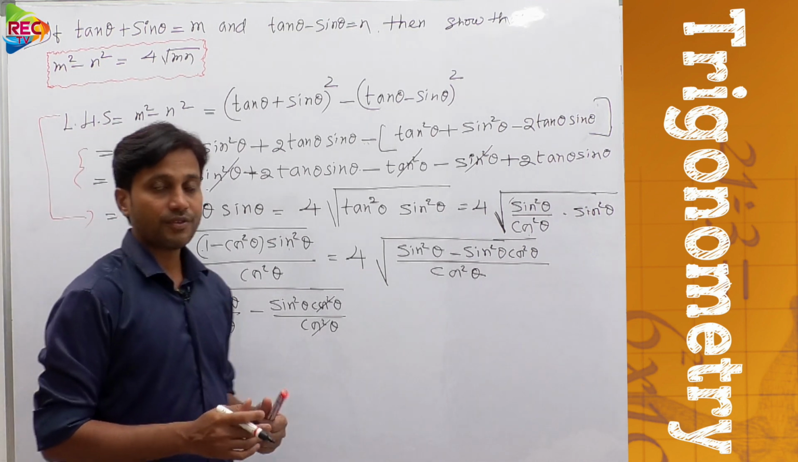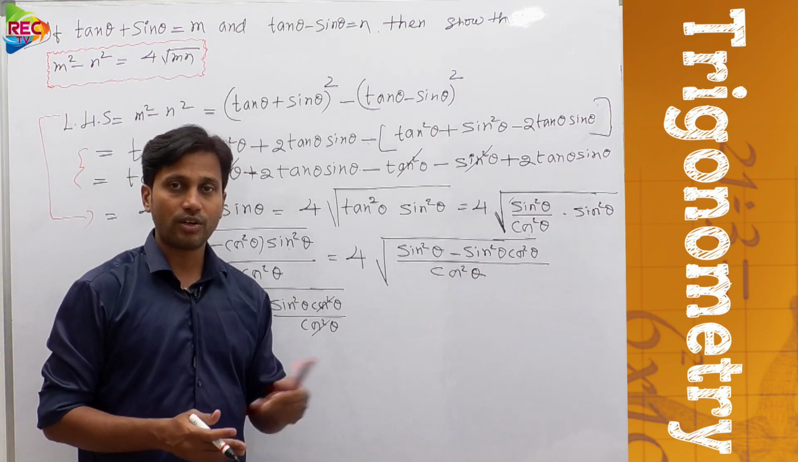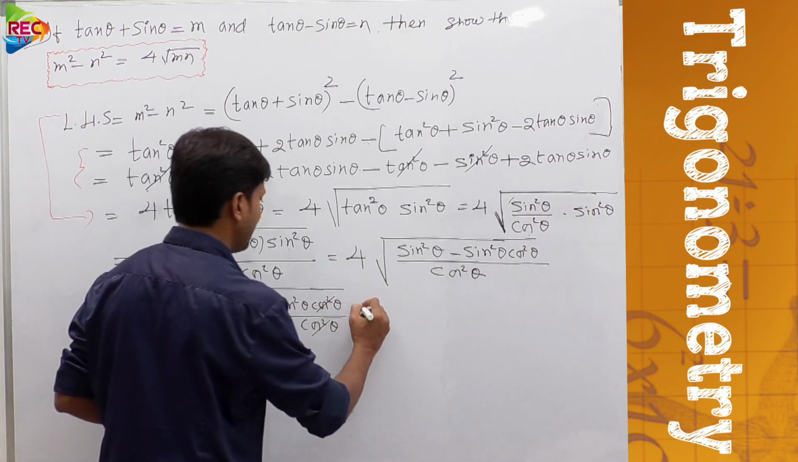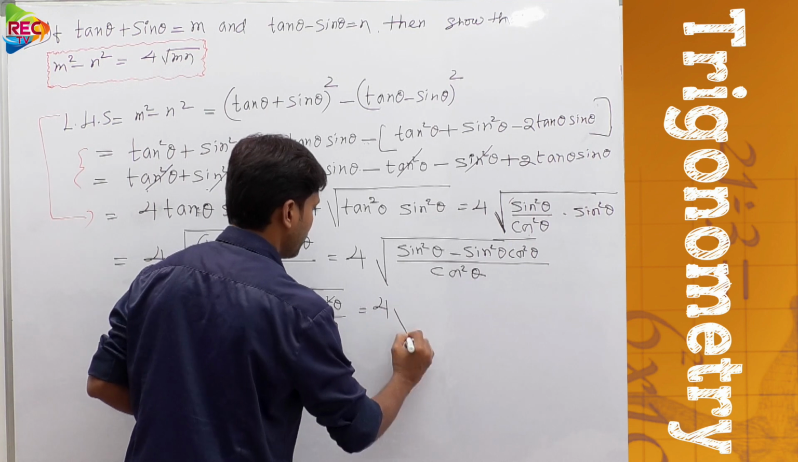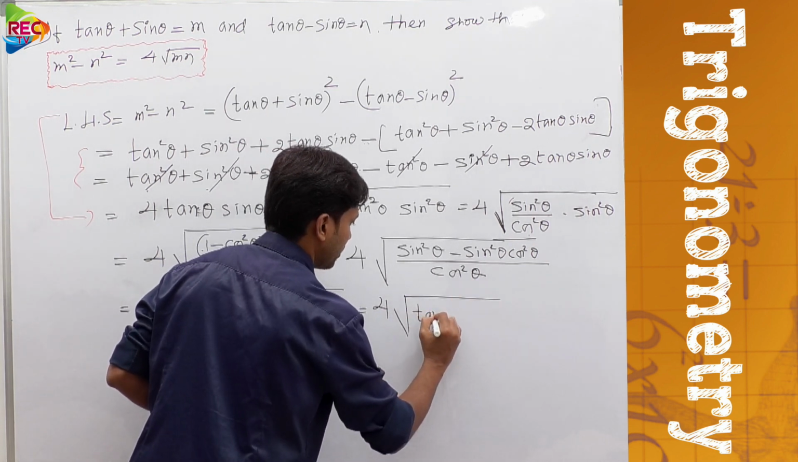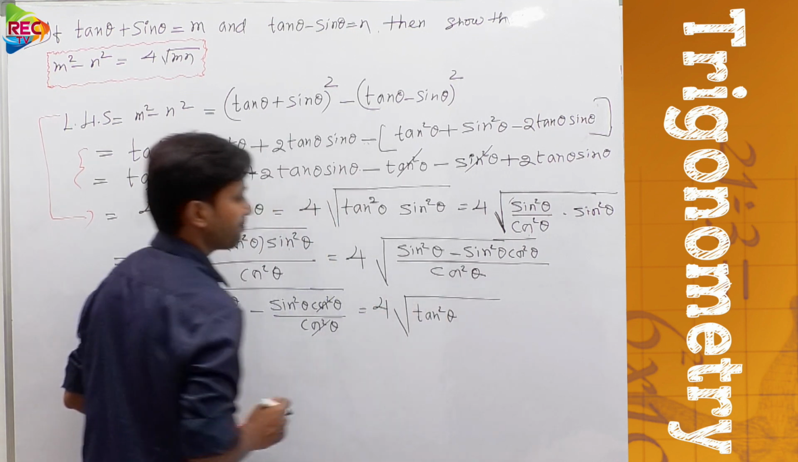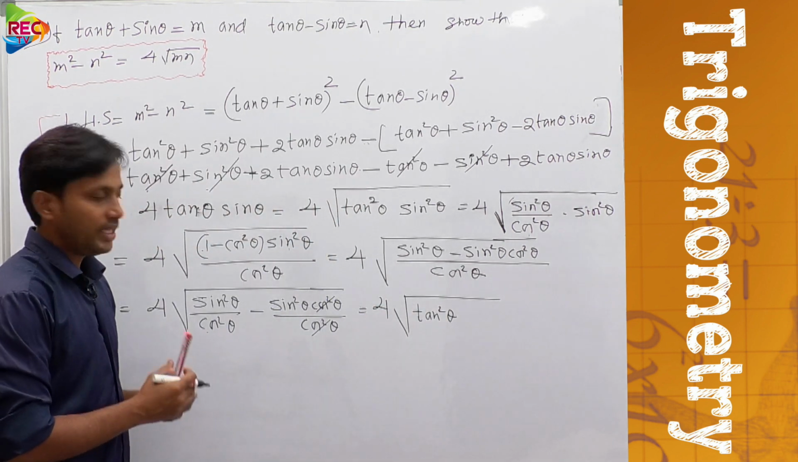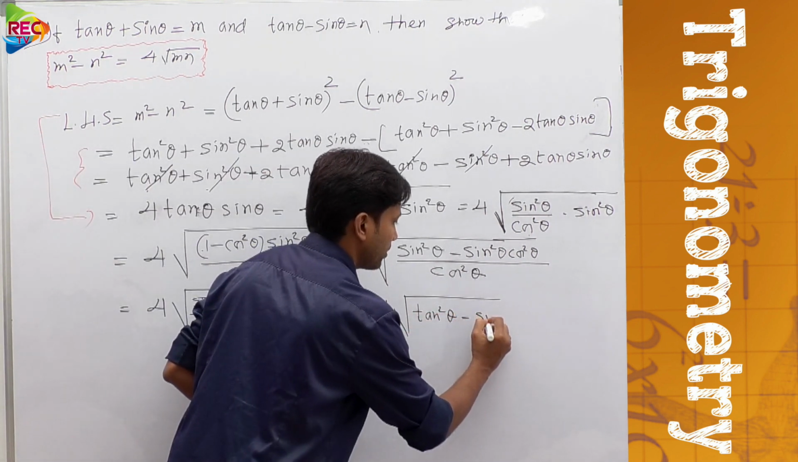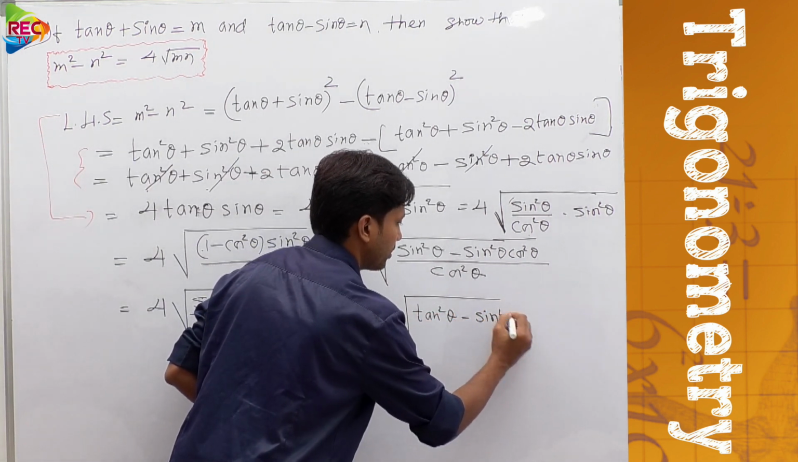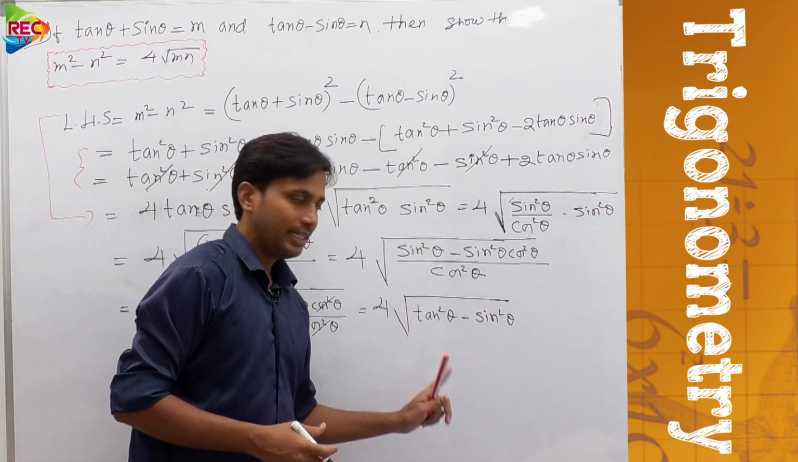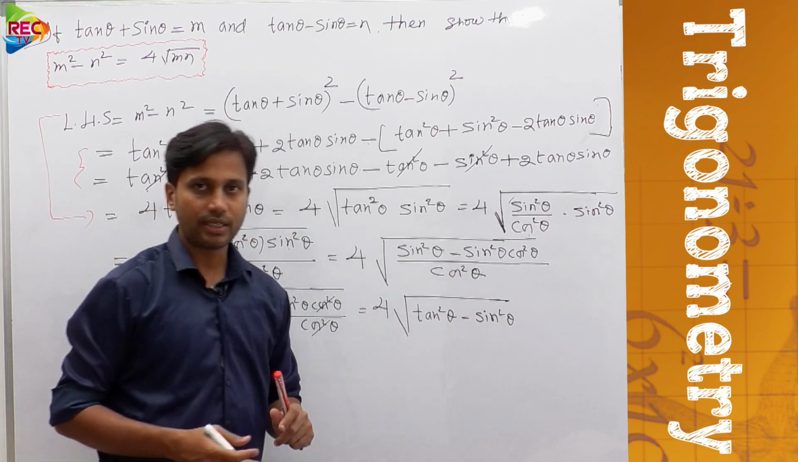So what is the ratio of sin to cos? Is it tan theta or not? Yes. So sin square theta by cos square theta can be written as tan square theta, right? Tan square theta, and here minus sin square theta. Now again observe inside the square root what we obtained: tan square theta minus sin square theta.